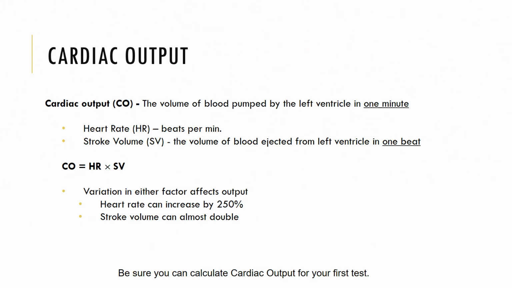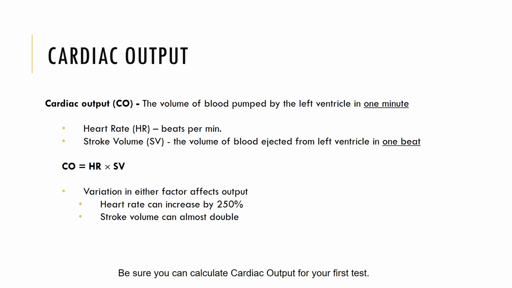First, let's examine cardiac output. The goal of cardiovascular regulation is the maintenance of adequate blood flow to vital tissues. The best overall indicator of peripheral blood flow is cardiac output. Cardiac output is the amount of blood pumped by the left ventricle in 1 minute.